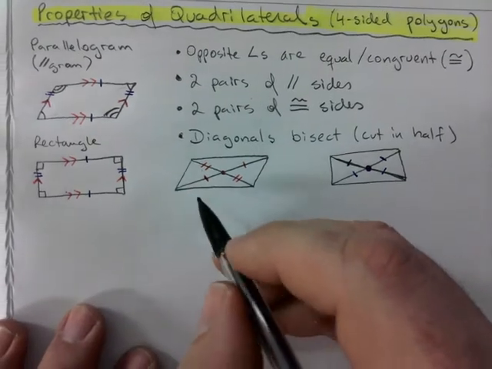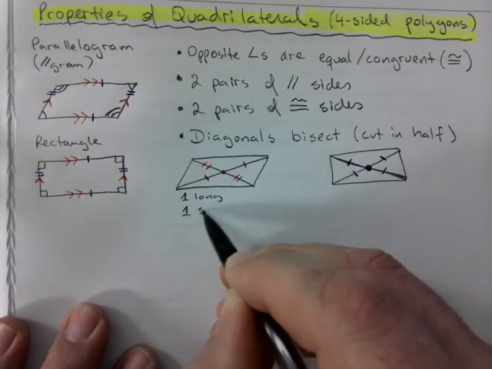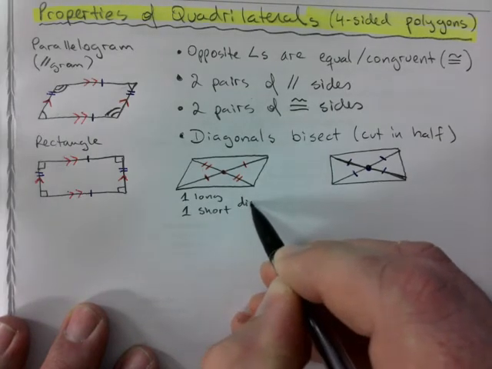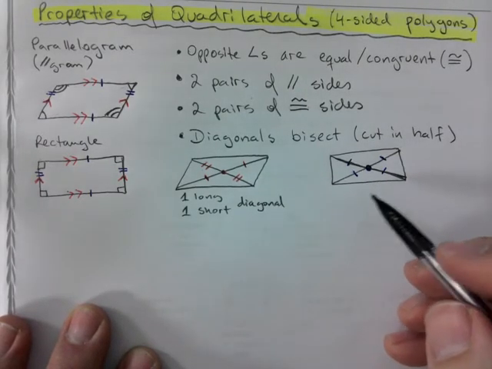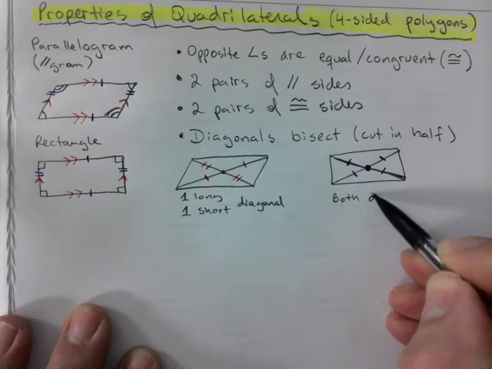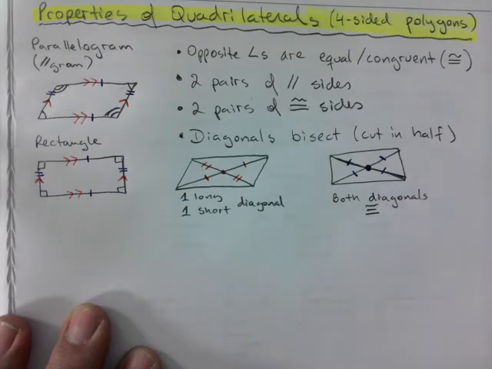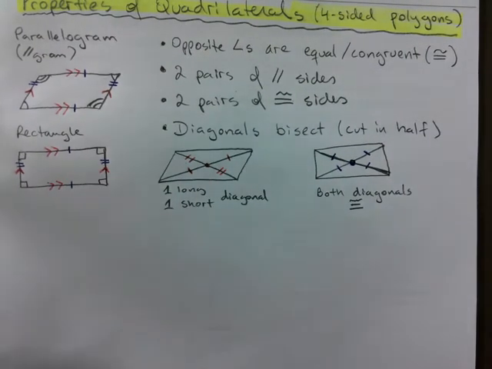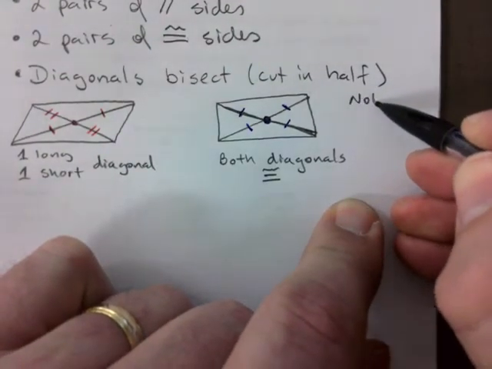I will add, just so you know, there's one long and one short diagonal. And this one, both diagonals are congruent. They measure the same. And I have to add a big note here, right there. Note, make sure you have this down.